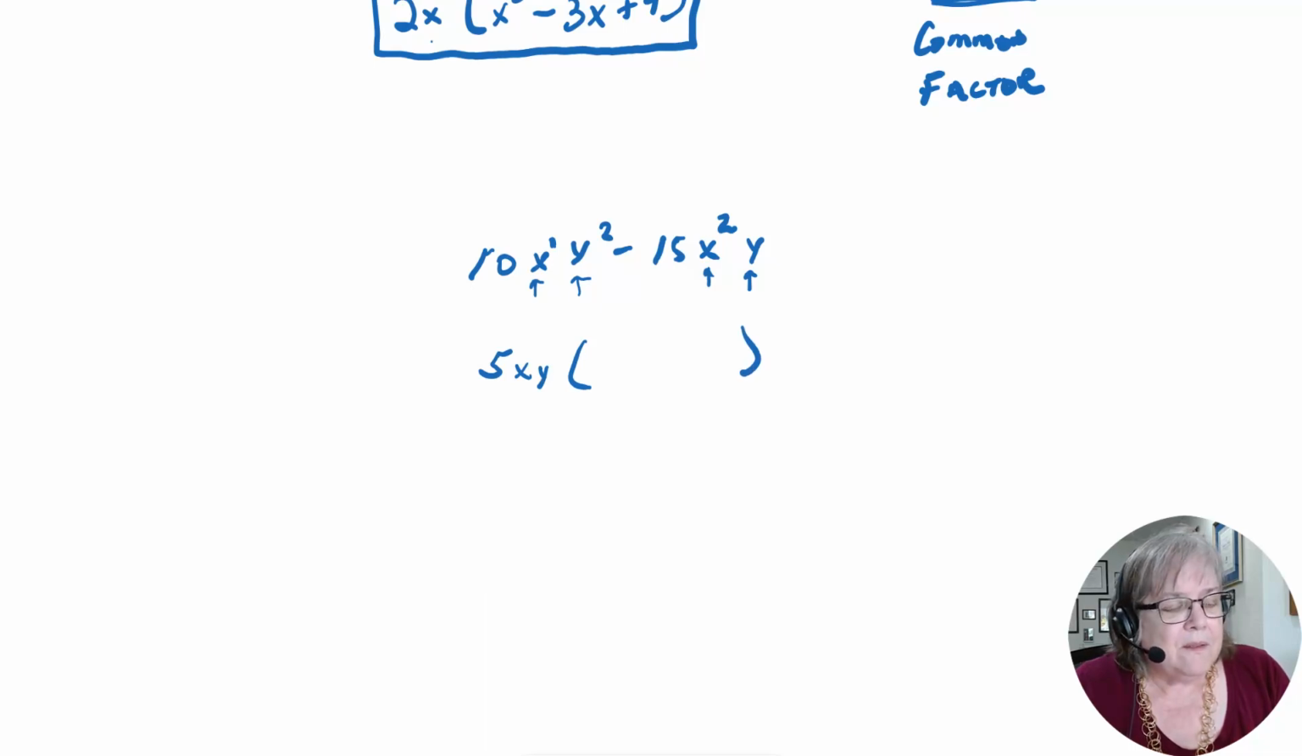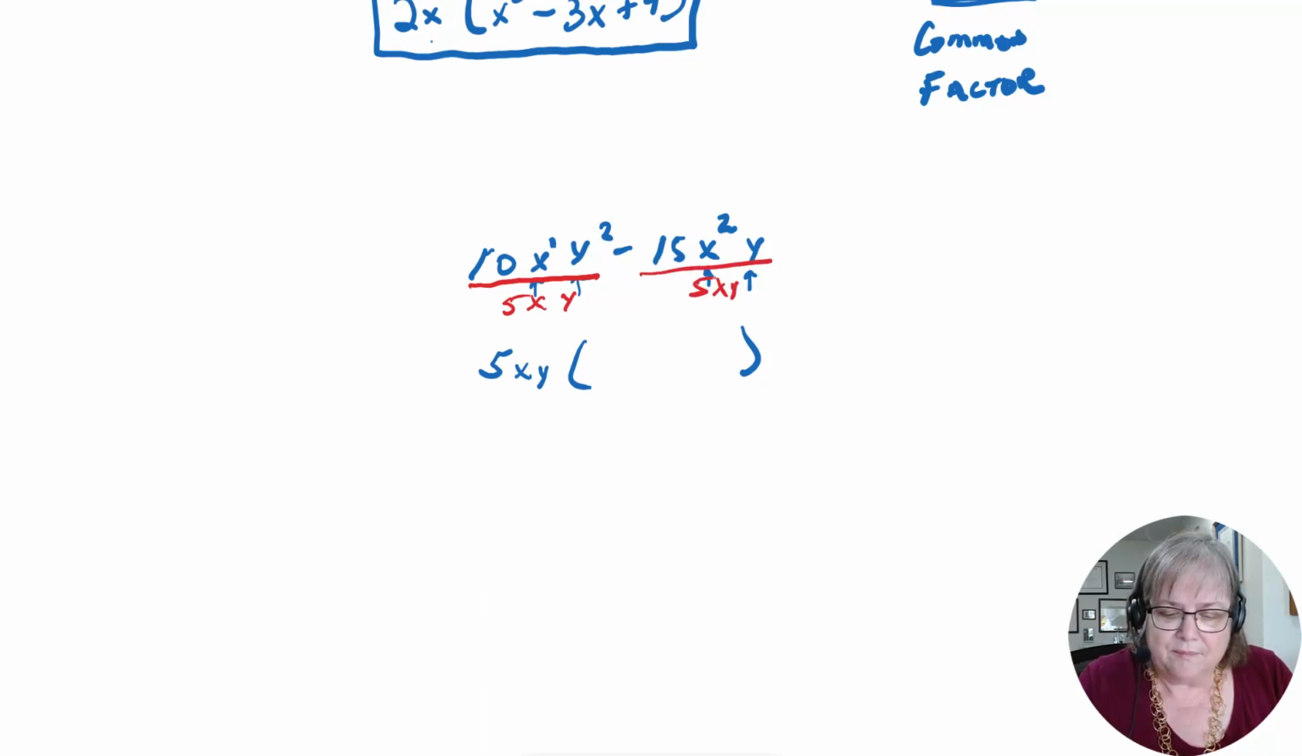All right? So then what you would have is, in my mind's eye, I'm dividing out this. All right, so 10 divided by 5 would be 2. X, and I took out an x, leaves me no x's. Y squared, and I took out 1 y, I have 1 y left. 15 dividing by 5 is 3. I had x squared, I took out an x. And I had y, and I took out the y, so I have no y's left.